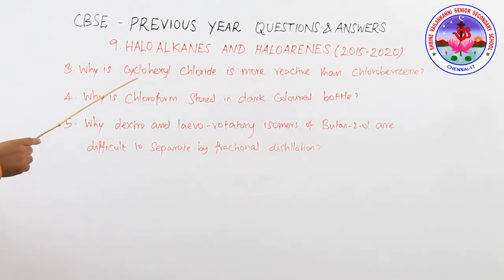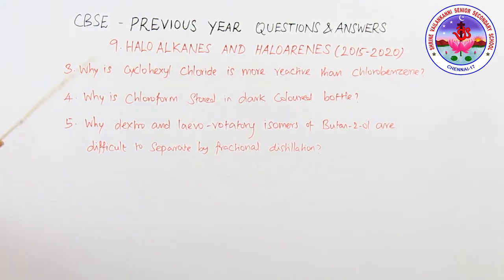Here, cyclohexyl chloride and chlorobenzene. Chlorobenzene has double bond character between the carbon and the chlorine atom, that is the conjugation, the delocalization. This gives a higher bond dissociation energy than the C-Cl bond in cyclohexyl chloride. The carbon is sp3 hybridized in cyclohexyl chloride, whereas the carbon in chlorobenzene is sp2 hybridized.